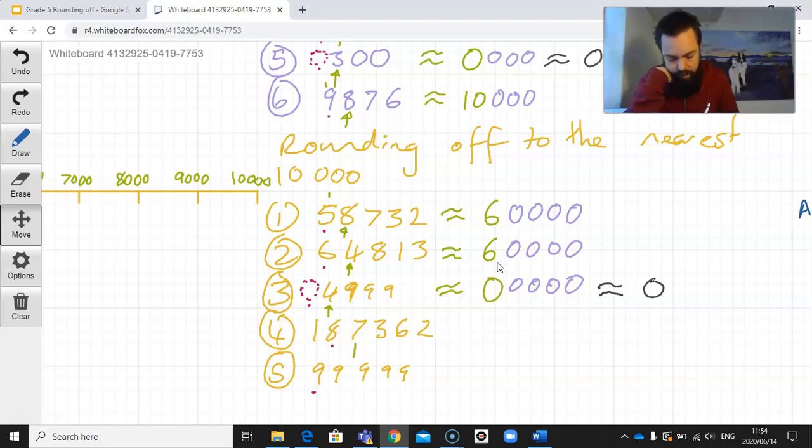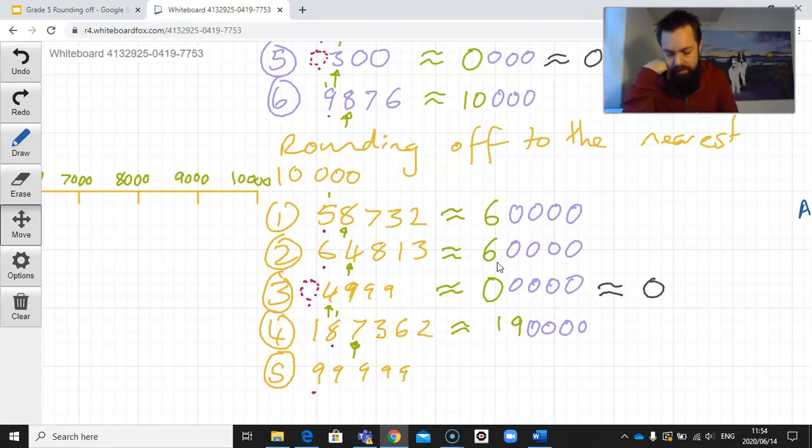Okay, look to my 7, or look to my thousands column. 7 is going to round up, so I'm going to get a 9 in my 10,000s column. My 100,000 stays the same, and everything after that is a 0.